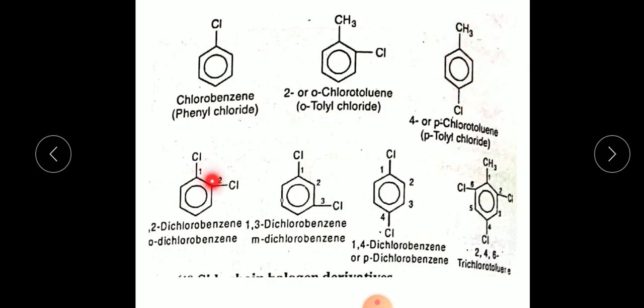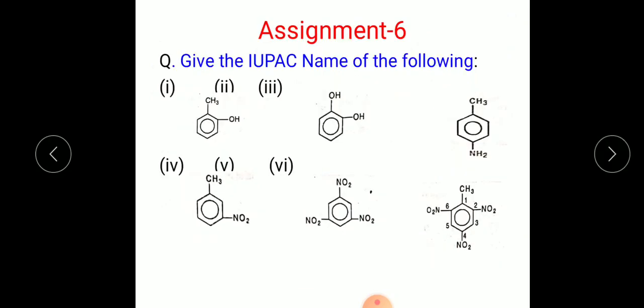This one, if you have two chlorine atoms in the benzene, then we can call it 1,2-dichlorobenzene, or ortho-dichlorobenzene. This is meta-dichlorobenzene or 1,3-dichlorobenzene. This is 1,4-dichlorobenzene, or para, because the position is para. If you have these three groups, then with respect to this one, this will occupy 1, 2, 3, 4, 5, 6. So 2, 4, and 6 are substituents, so we give the position 2,4,6-dichlorotoluene. In this way we can name the aromatic compounds.